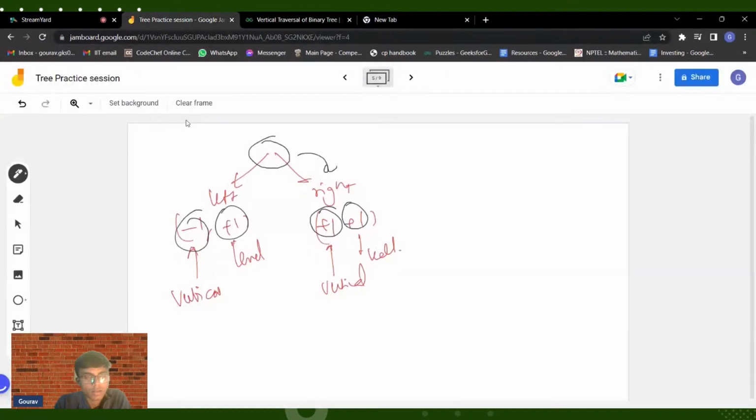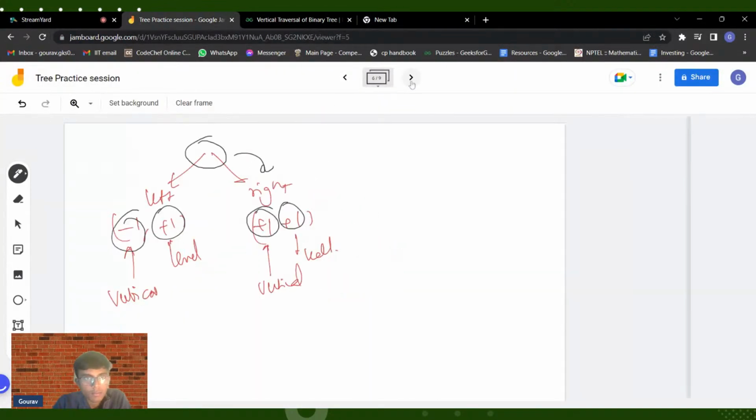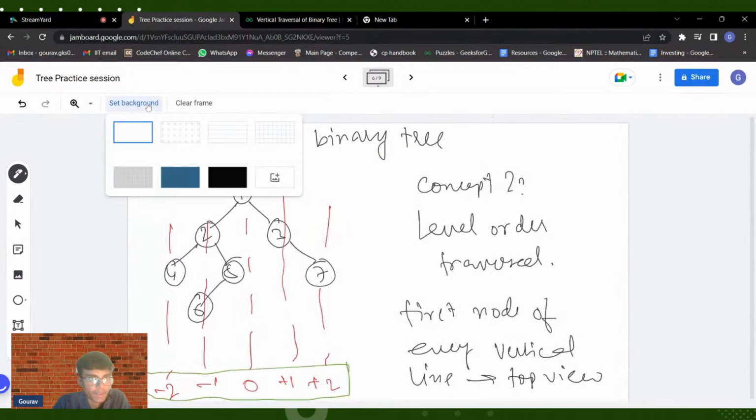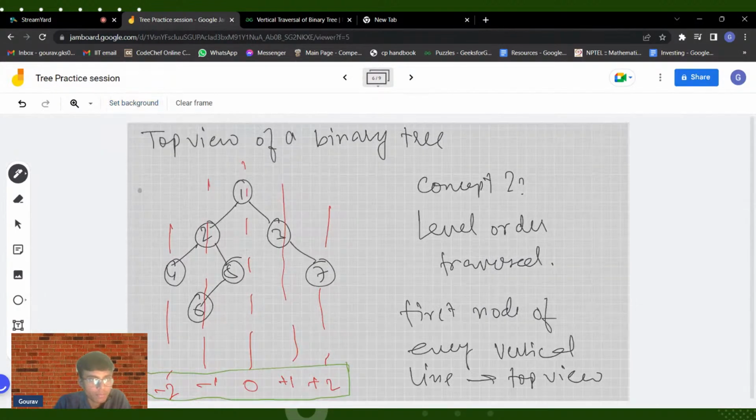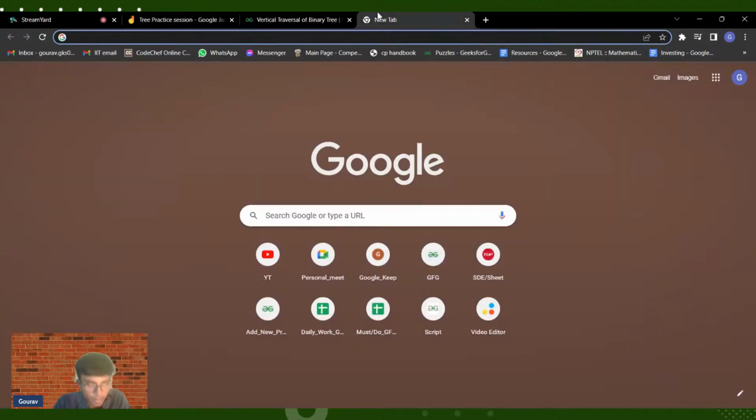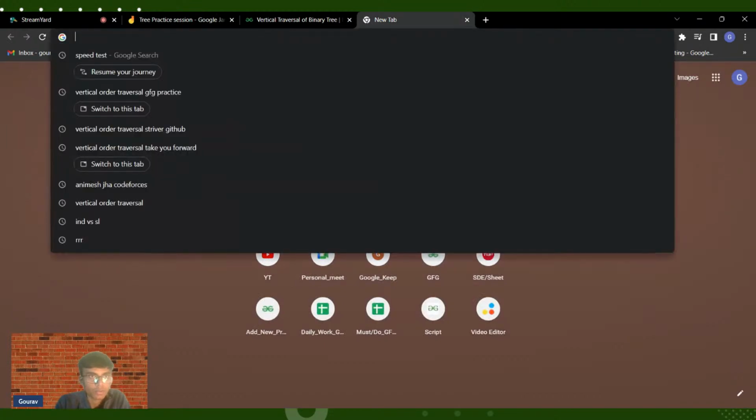The other question was that we have to write the top view of binary tree. And I want to know how should I deal with this question? This question and the previous question are all same. In fact, this question is a subset of the previous question. Okay, so any ideas how we'll do that?